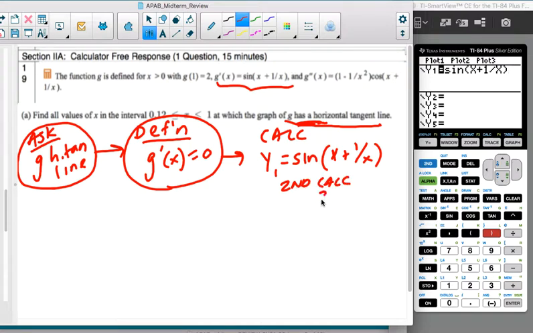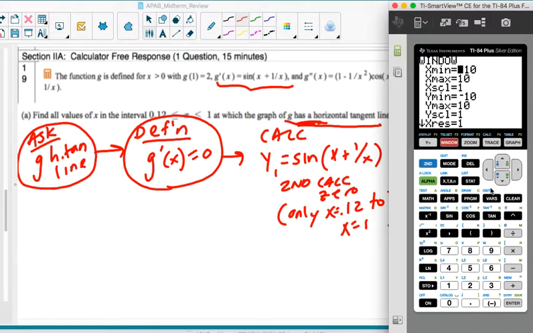Now, I am going to set my window to only from x is 0.12 to x is 1. So I'm going to adjust my window, because there might be a ton of these because it's a sine function. So I go to my window. I'm going to intentionally do 0.12. I'm going to go to 1. Because it's a sine function, it's never going to get higher or lower than a 1 because that's the output of this function. You're putting whatever this nonsense is inside a sine. So really, there's no reason to have something go as high as 10. I would suggest that you, just for your sanity, make it a slightly better window, and go ahead and graph this.